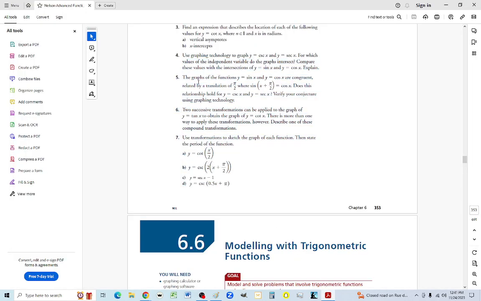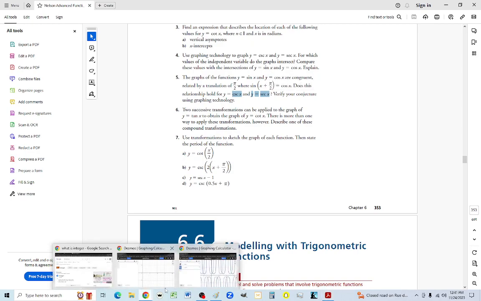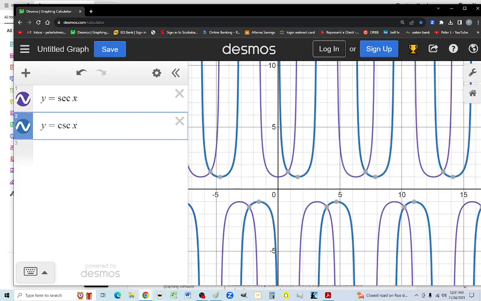All right, are congruent, related by a translation of pi over 2. This just goes into showing that any sine graph put out of phase by half of its period will equal the cos graph. Is this relationship true for cos x and secant x? Yes, of course it does, because they're essentially the same thing.